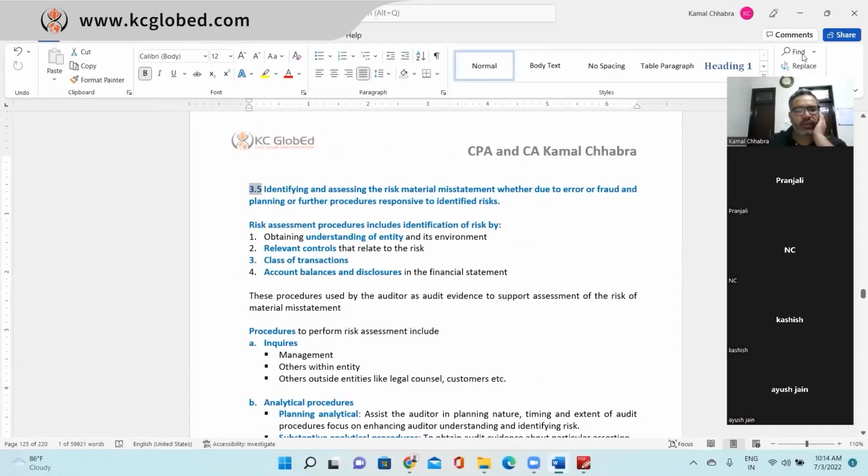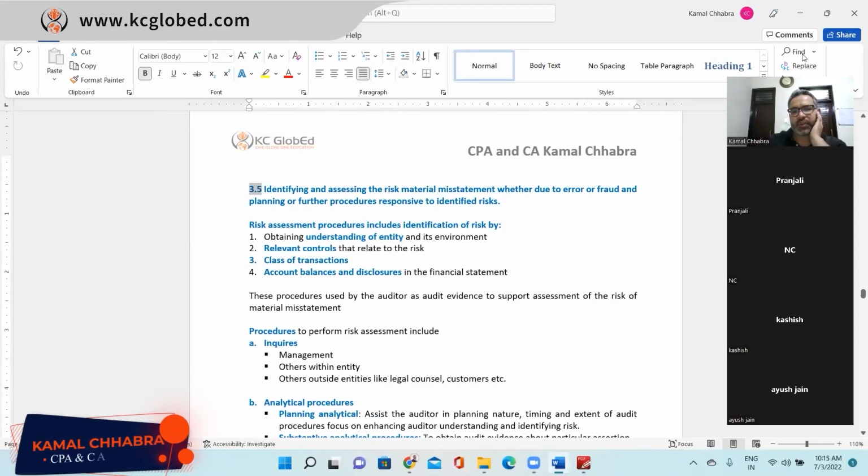In this class of assessing the risk and developing plan response to those assessed risks, we'll be covering in detail the risk assessment procedure, including identification of risk, which includes inquiry procedure, analytical procedure, observation and inspection procedure, determining the need to involve specialists and any other procedure. So let's dive in to understand more in detail about the respective procedures. We will first start with the risk assessment procedure, including identification of risk.